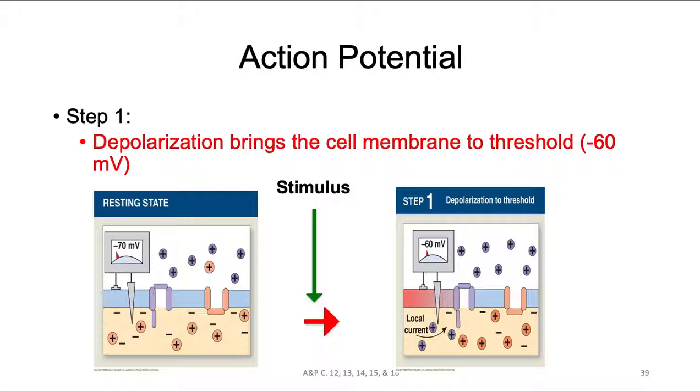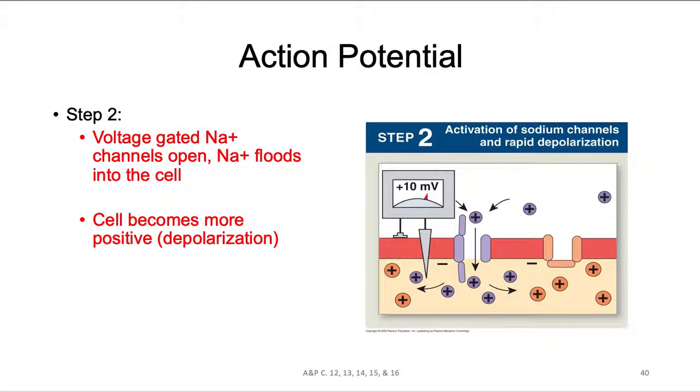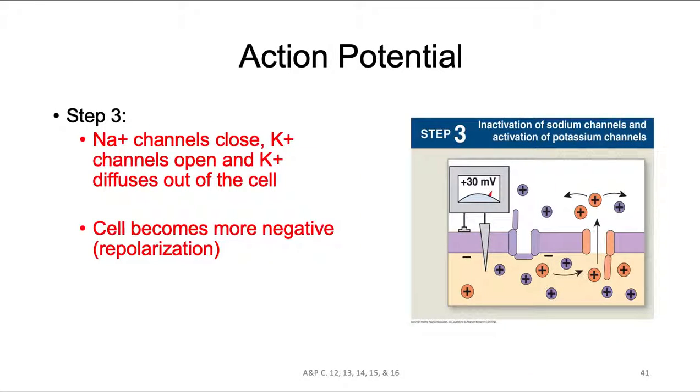So step one, a stimulus has to be applied, and that stimulus is going to bring the cell membrane to its threshold potential of negative 60 millivolts. Once we're at that threshold potential, we can fire our signal. That causes the sodium-gated channels to open, and sodium rushes into the cell. That causes depolarization. The cell is becoming more positive. After that step, the sodium channels close and the potassium channels open, and potassium diffuses out of the cell, which causes the cell to become more negative again.